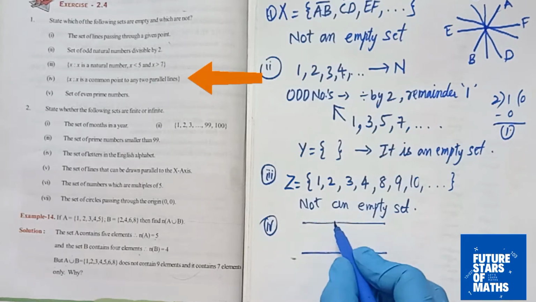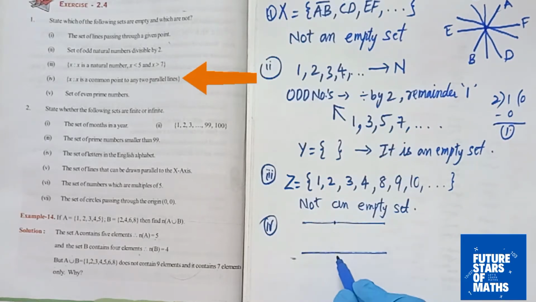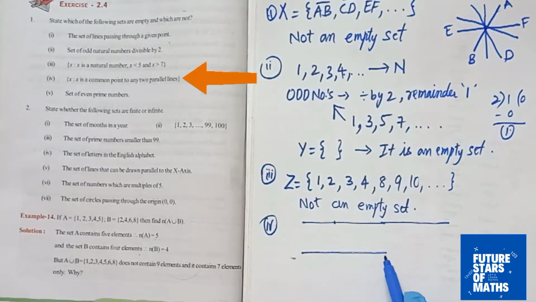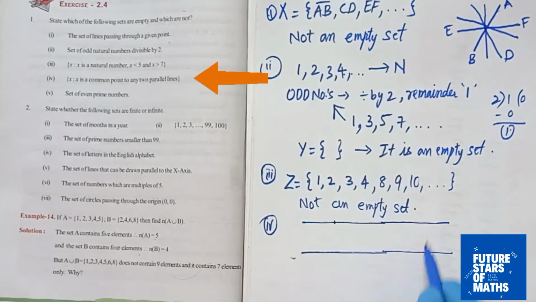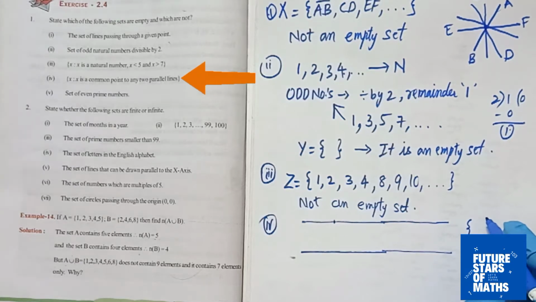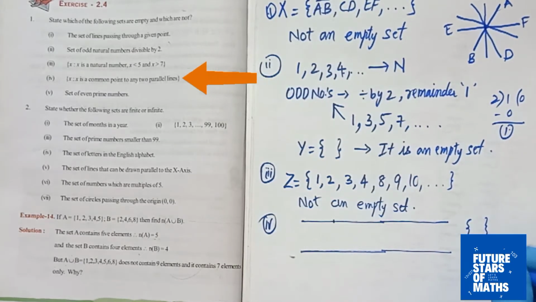No, we cannot draw a point on both the lines at a time, because when we extend this line, it will go like this. Then when we extend this also, it will go like this. So there will be no common point for two parallel lines. So for this the answer is no common point. So it will be an empty set. So it is also an empty set.